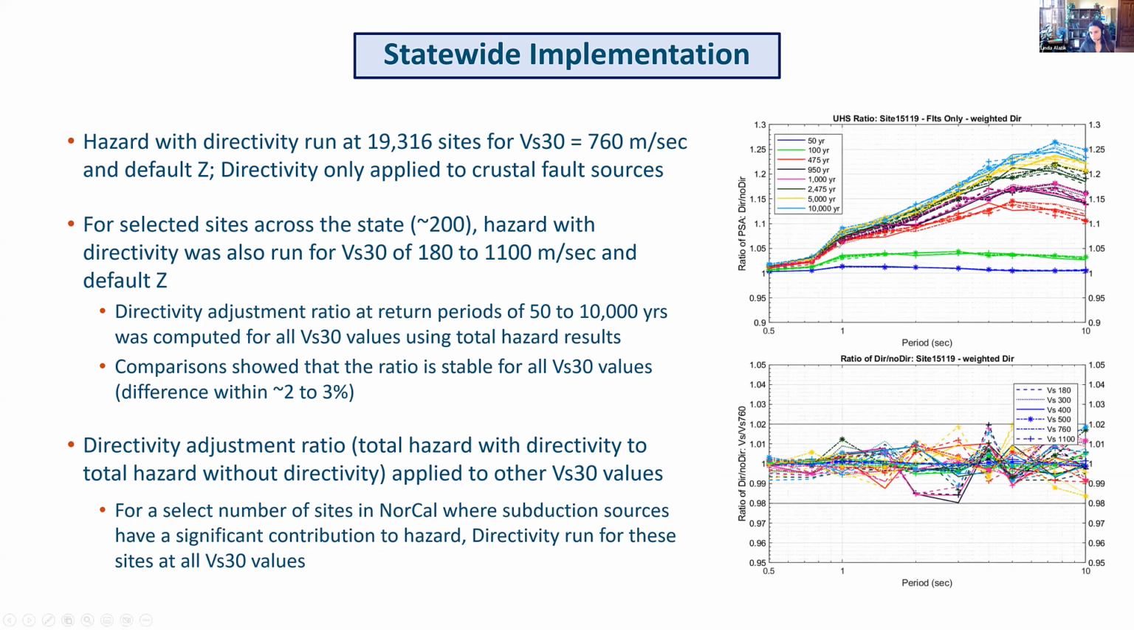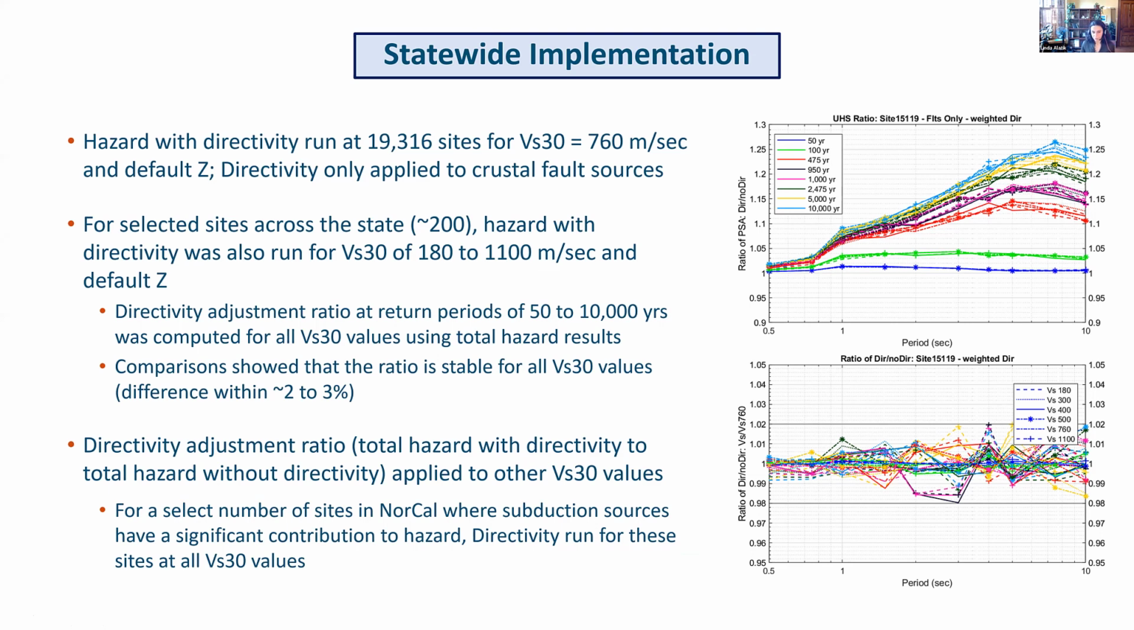These are just some examples shown for one site. On the top is the directivity adjustment factor for different VS30 values for different return periods. And on the bottom is basically the ratio of the directivity adjustment at the site-specific different values of VS30 to 760. We can see that the ratio is within plus and minus 2%, and that was generally consistent. We found differences within 2 or 3%, which tells us that the adjustment at VS30 of 760 meters per second is applicable to other site conditions.